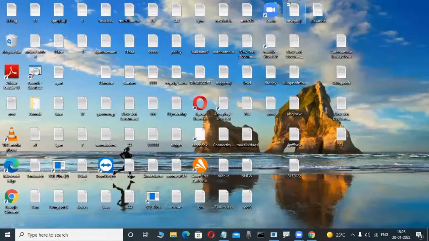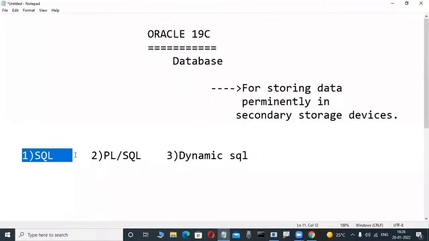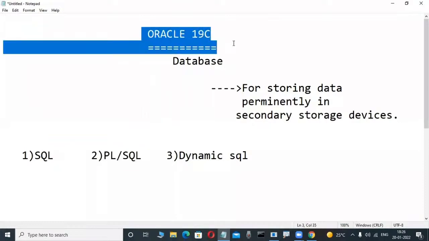That's why we learn the SQL language first. After that, you get some knowledge, and only then do we learn about PL/SQL. Through these two languages, we are operating this Oracle software. And now check it out.